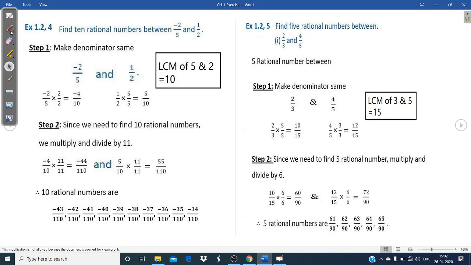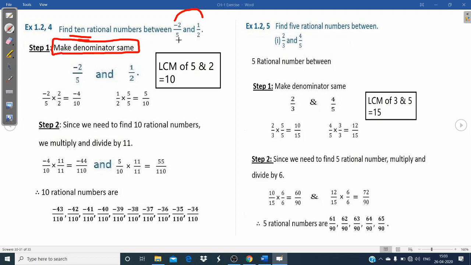Now question number 4. You have to find 10 rational numbers between these two given rational numbers. And between two rational numbers, there are infinite rational numbers, so you have to write any 10 of them. Whenever such types of questions are there, students, our first step is to make the denominators the same.